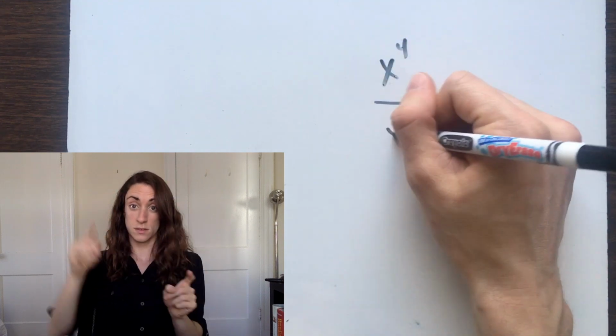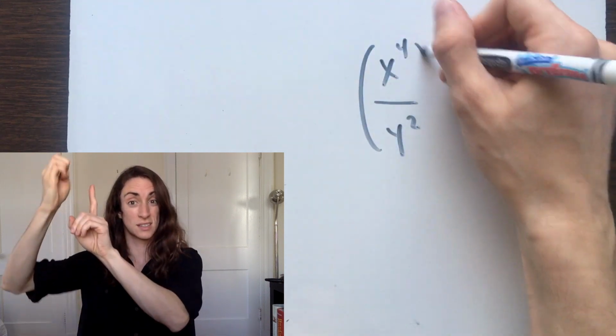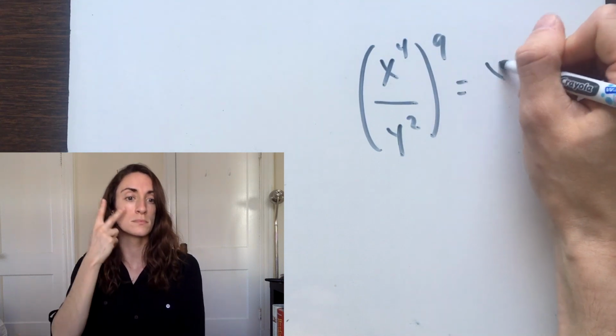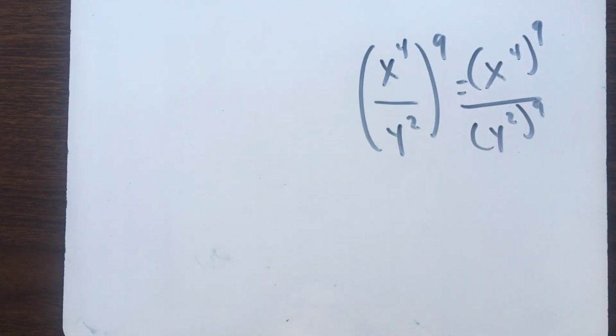Similarly, in a rational expression like this, with both numerator and denominator raised to powers, and then the whole quantity raised to a power, that outside exponent will apply to numerator and denominator in the same way.